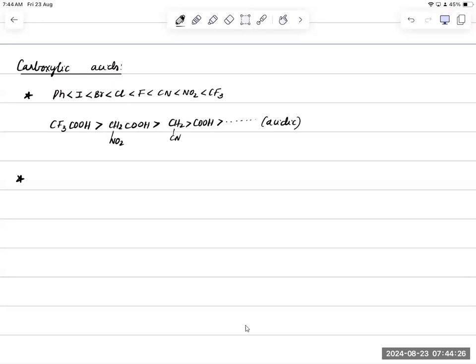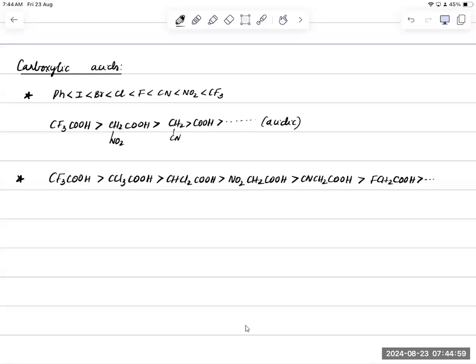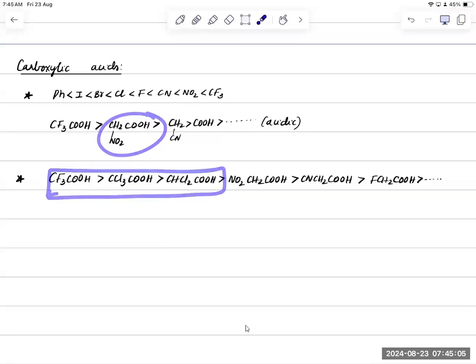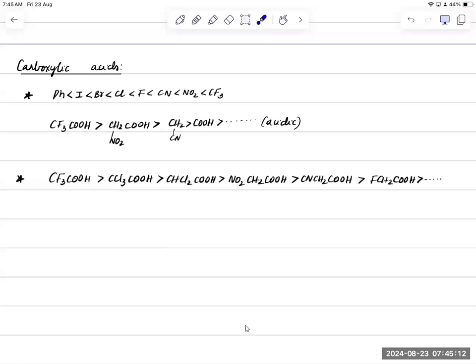Next. So CF3COOH will be stronger than CCl3COOH, greater than CHCl2COOH, greater than NO2CH2COOH, greater than CNCH2COOH, greater than FCH2COOH, and so on. So you can notice that this NO2 will come after these three cases. Okay, everybody, I hope this part is clear.